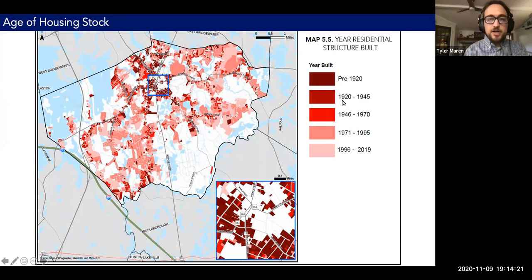So the darker the shade of red here, the earlier the residential structure was built. And as you can see, the dark colors are concentrated really near the town center and along a few transportation corridors, but most of the spread of housing out into most of the area of Bridgewater has occurred post 1970. And this map is also a good opportunity to point out a couple other facets that constrain and shape development in Bridgewater.